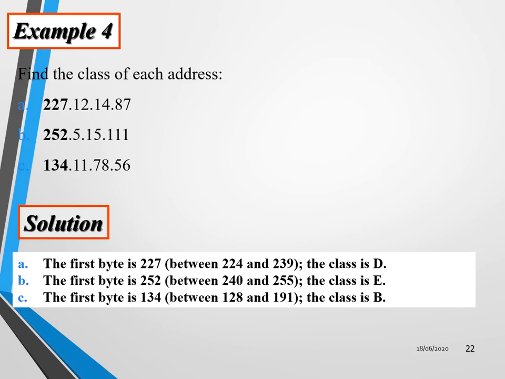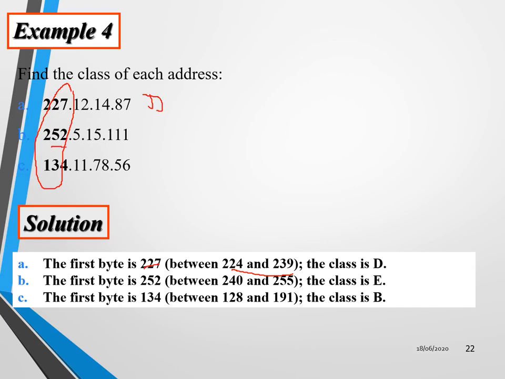Find the class of each address. 227.12.14.87. The first byte is 227. Again here we check the first byte and see which range it lies in. That's why I have already reminded you many times that you have to learn the ranges. So 227 comes between 224 and 239. So it is the range of class D. So this IP address belongs to class D.